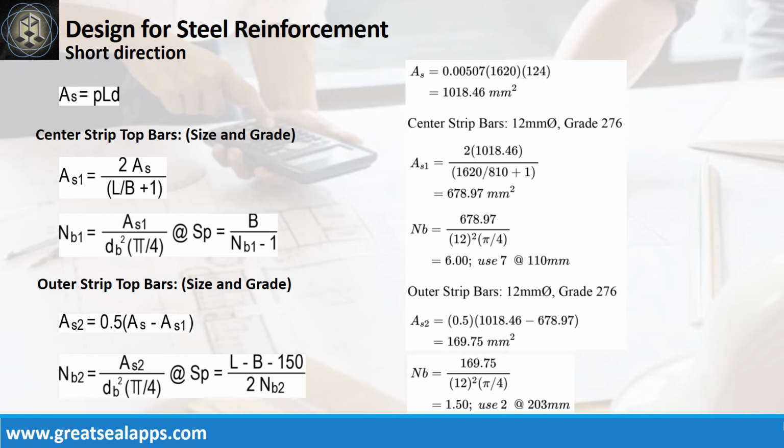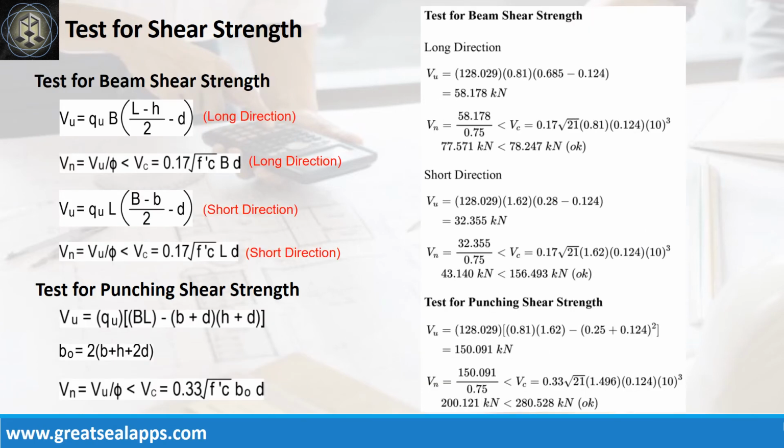The area of steel at outer strip is 169.75 square millimeters, and the number of bars for 12 millimeter bar is 2 on each side. The factored beam shear force at long direction is 58.178 kN. The nominal force is 77.571 kN, less than 78.247 kN concrete capacity.